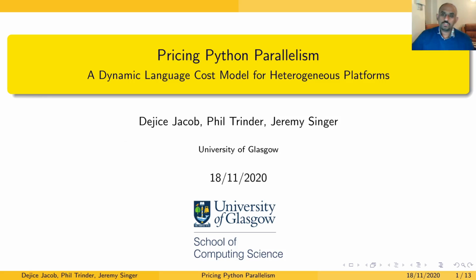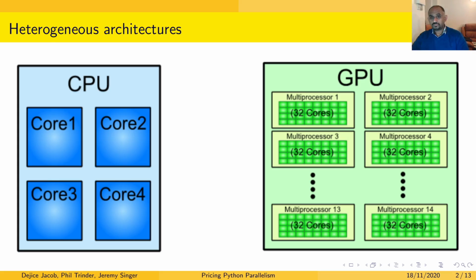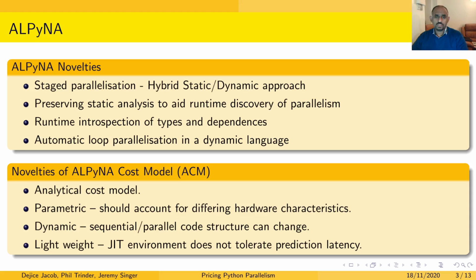I'm going to be talking about pricing Python parallelism, a dynamic language cost model for heterogeneous platforms. This is joint work done with Jeremy Singer and Phil Trinder at the University of Glasgow. When I talk about heterogeneous architectures, I'm talking mainly about CPU and GPU devices.